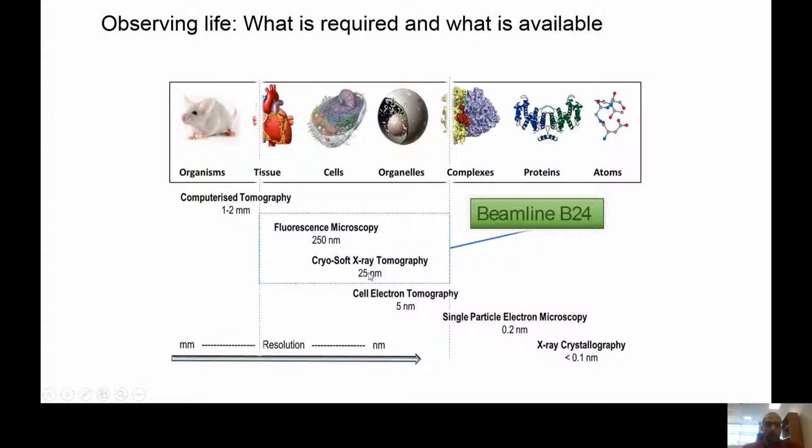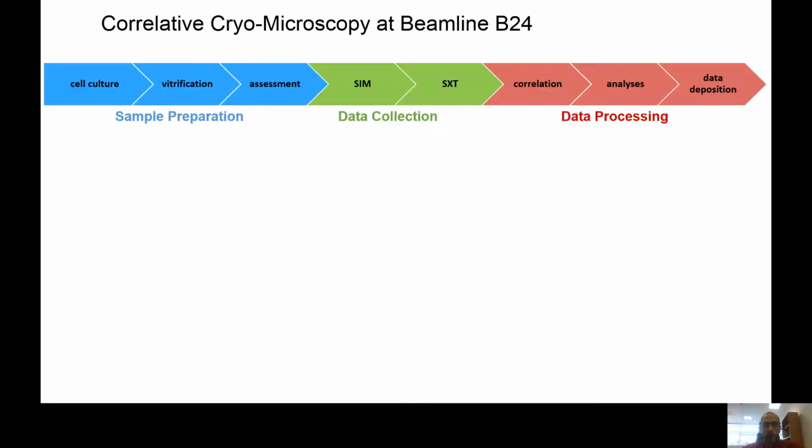Now, this resolution is not as high as what can be achieved with an electron microscope, about 5 nanometers, but there are plenty of advantages to using X-rays over electron tomography or electron microscopy, which I will also be discussing later in the talk.